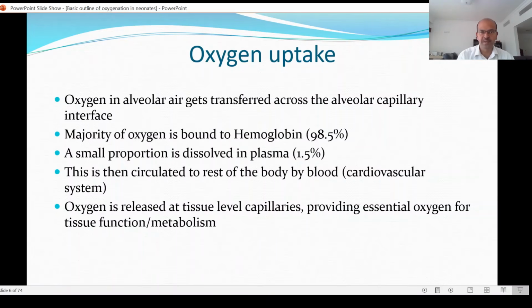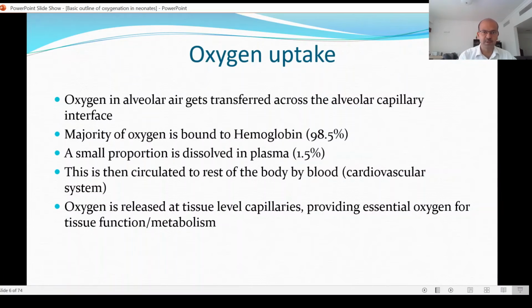Now, coming on to the point of oxygen uptake. Oxygen in the alveolar air gets transferred across the alveolar capillary interface. So this is the starting point, because our body excretes carbon dioxide and we consume oxygen. The oxygen exchange happens in the healthy lungs. So you might have a problem in the lungs which affects oxygen exchange, so enough oxygen doesn't enter the bloodstream, and that's how lung disease affects oxygen.